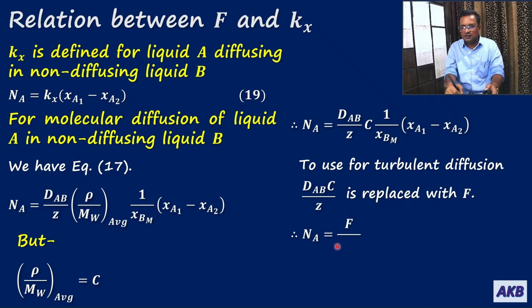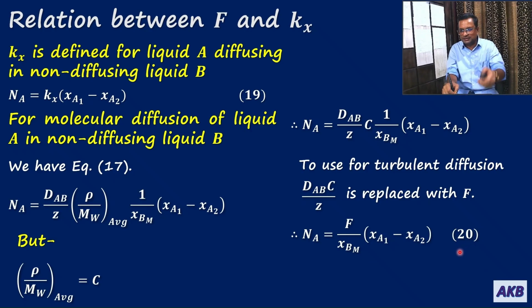So in order to use this equation for turbulent diffusion, the group DAB C upon Z has to be replaced with F. If we do that, Na is equal to F upon xBm into (x1 minus x2). Let this be equation 20. Now we will compare equation 19 with 20 next. Let us do that.